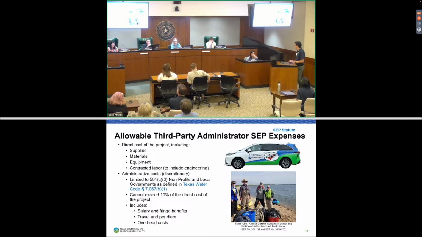Here we have some more examples of our SEP projects. One of them at the bottom is the Gulf Coast Authority's Trash Bash. Above, you'll see kind of a unique project. It was the purchase of a vehicle for free emissions checks in the Corpus Christi area.